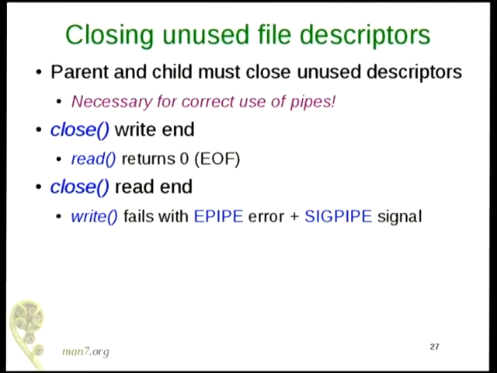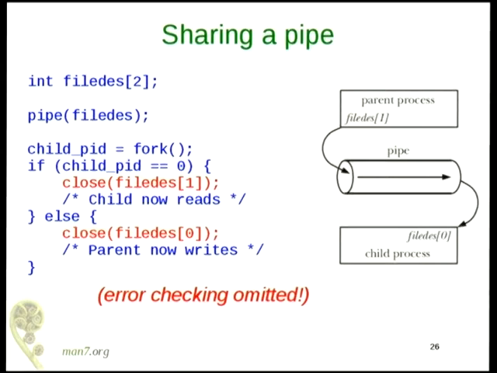Okay, closing those descriptors is actually quite important. Closing this descriptor here in the parent, the read descriptor, and the write descriptor in the child, because that's the way that the processes on either end of the pipe can tell whether the process is on the other end of the pipe. So the child can tell that the parent has gone away if all the descriptors here are closed.